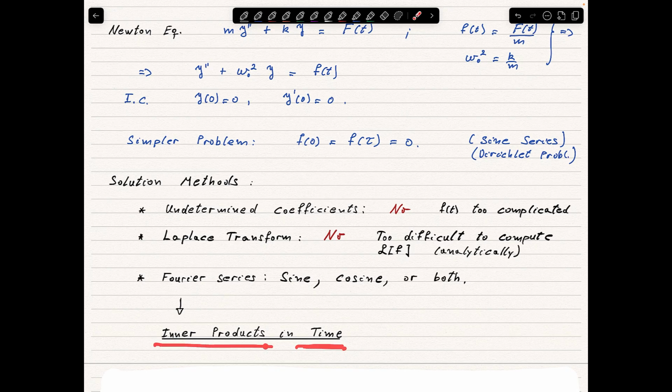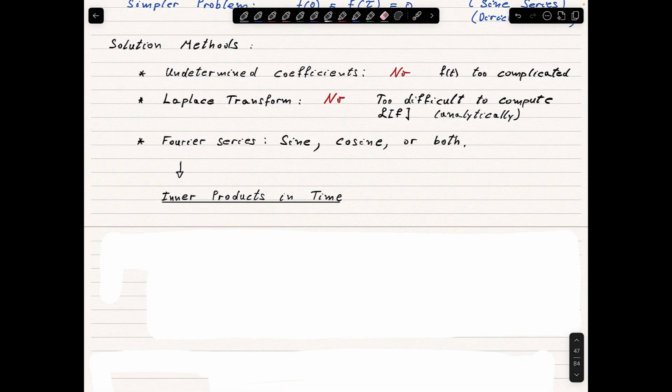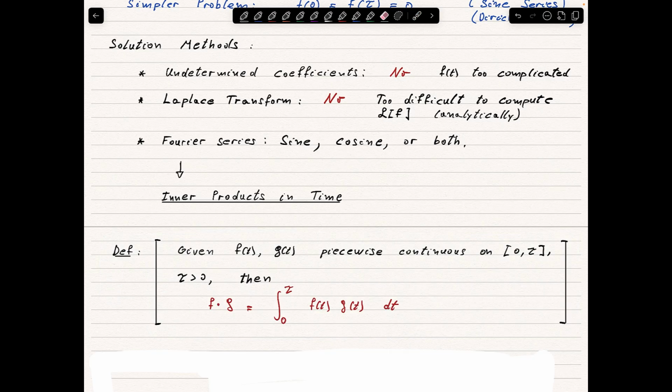So we need to generalize inner products from space to time coordinates. But this is kind of straightforward as it is done here. We don't need to do it. We could do the calculation assuming that you know everything, but it's better to write everything down so we know what we are doing.